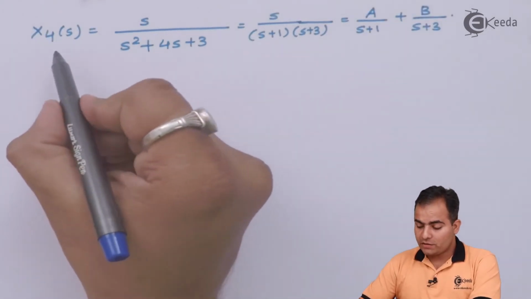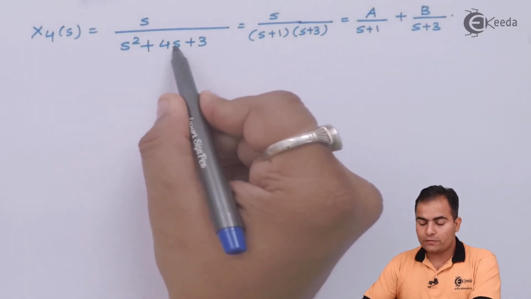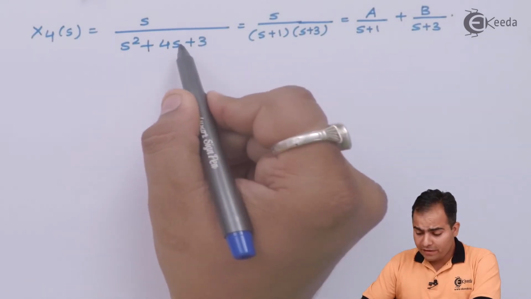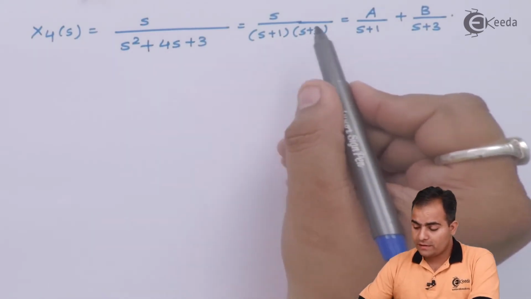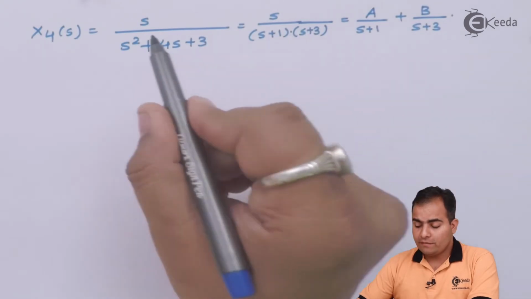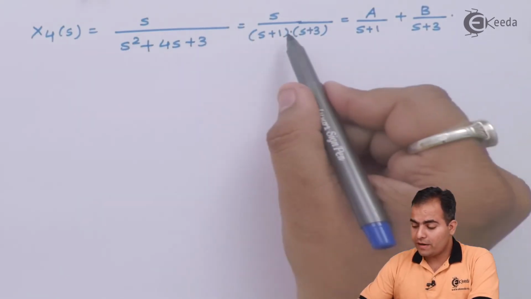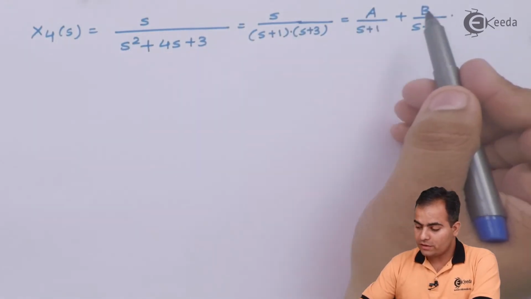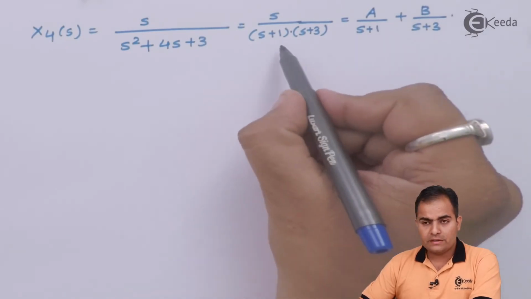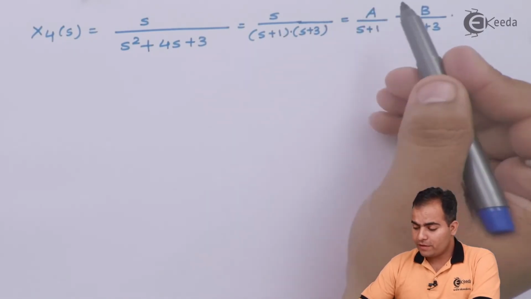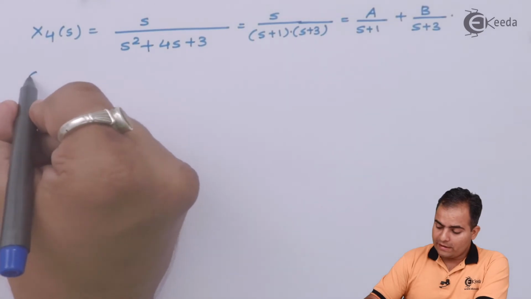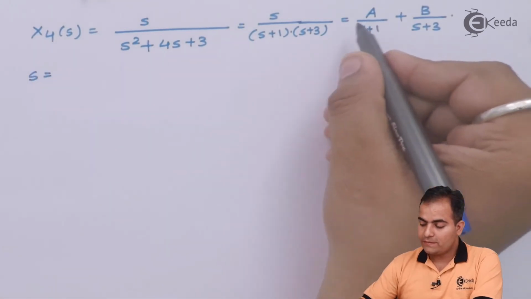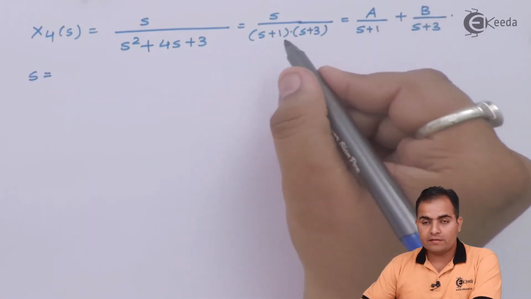Now look here, my x4 of s equation is s upon s square plus 4s plus 3. We have already factorized this, so we have s plus 1 and s plus 3, but we are going to obtain the inverse Laplace using partial fractions. So we have two factors, so of course we will use two constants, let's say a and b. Now we'll do the same thing, we'll multiply the left hand side denominator on the right hand side. So what we will get, s is equal to a multiplied with s plus 3 and b multiplied with s plus 1.